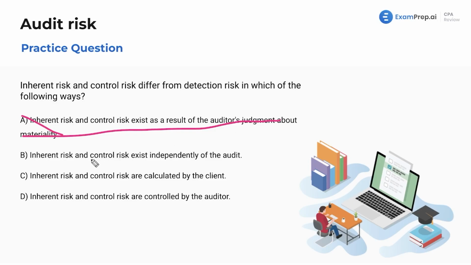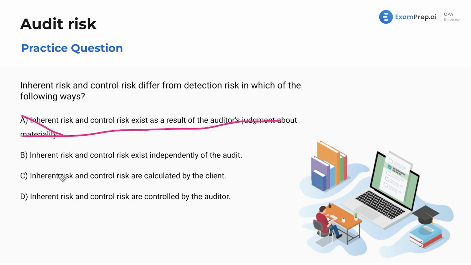Then we see inherent risk and control risk exist independently of the audit. Yeah, I would very much say they exist independently. Again, to recap, inherent risk is just there, right? But you are trying to uncover control risk. You're not trying to reduce it. How do you reduce overall audit risk? You reduce it by doing more substantive procedures, which reduce detection risk. So I think that's a solid answer, but let's keep reading.